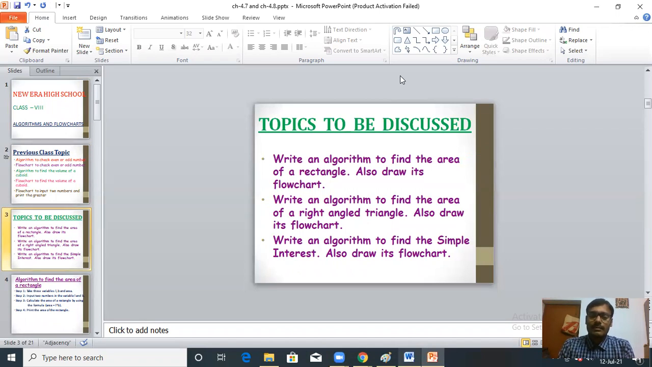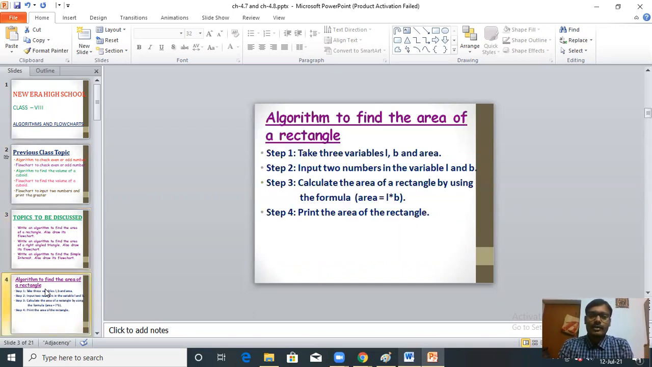So we will write the algorithm also, and we will draw the flowchart also. Okay, the question is same. You have to write the algorithm and flowchart for the same question. So let us come to the first topic, children. This is algorithm to find the area of a rectangle.